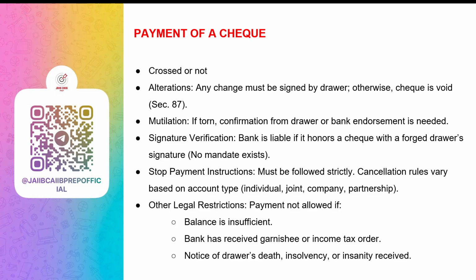Mutilation means the checks get torn or damaged. So if the check was accidentally torn by the account holder, they can sign it again to confirm it is still valid. If it was torn by the bank, the bank can still honor it by writing on the back that they guarantee the check.